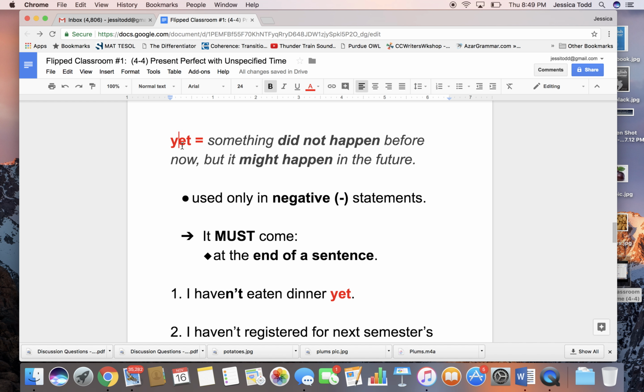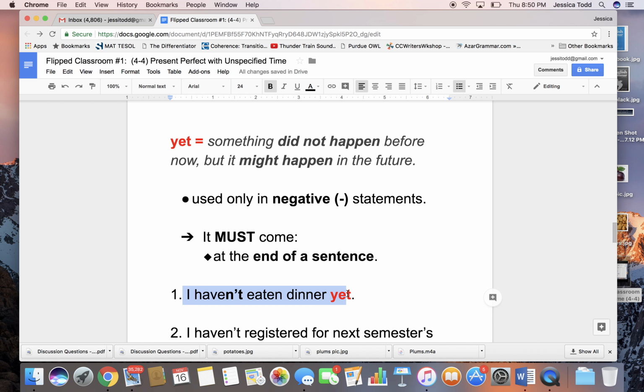It's also very important to note that yet is only used in negative statements. In other words, we cannot use yet if our sentence is positive, okay? Yet also can only come in 1 place in the sentence. It must come only at the end of the sentence, okay? For example, let's take a look at number 1. "I haven't eaten dinner yet." Notice that this is a negative sentence, "have not," right? And yet comes at the end of the sentence. So we're following our 2 rules.